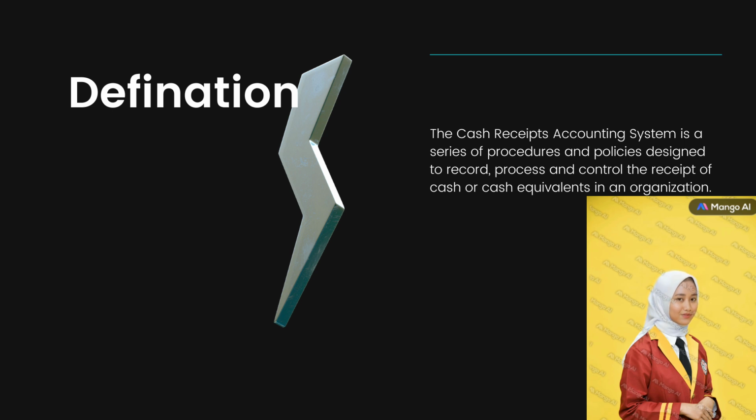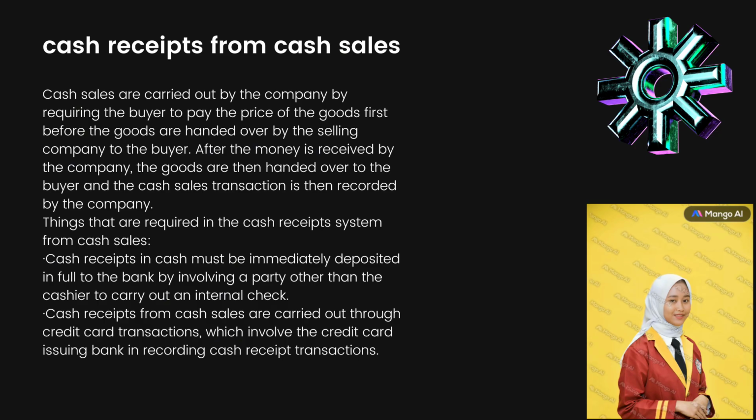The company's cash receipts come from two main sources. 1. Cash receipts from cash sales. 2. Cash receipts from receivables collection. Cash receipts from cash sales.